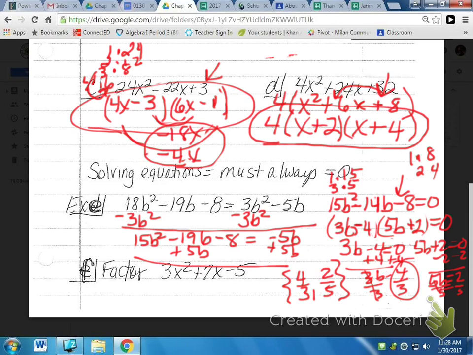Alright, one last quick thing. Factor 3x squared plus 7x minus 5. 3x squared only has 3x and x. The minus in front of the 5 says the signs are different. And if I put, no matter which way I put these, I am never going to get positive 7, no matter which way I do it. So if that happens, the answer would be prime.